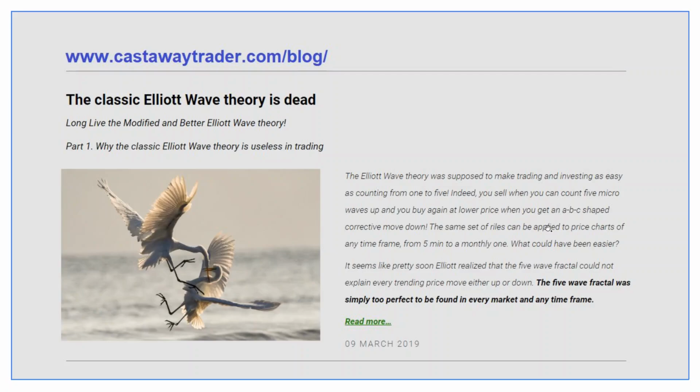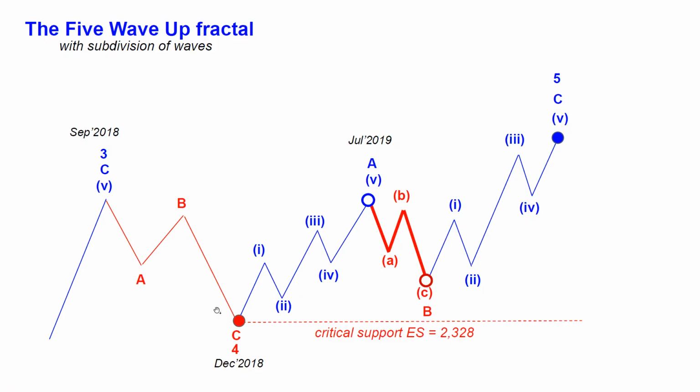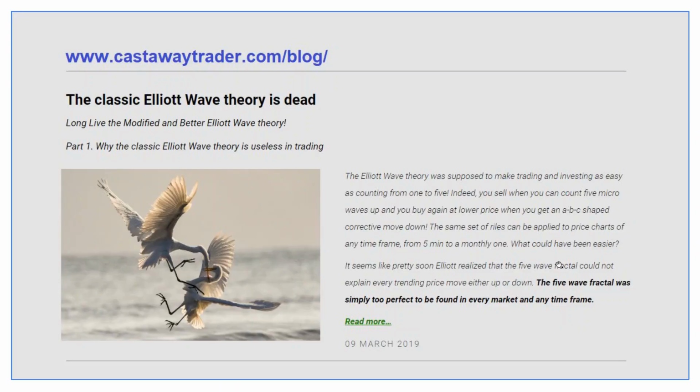And why am I talking about that now? Because the fractal I'm showing you now is a golden pattern which does not exist under the classic Elliott wave theory. And if you click on my website, www.castawaytrader.com blog, you can read 3 articles where I compared the classic Elliott wave theory to that modernized, new, better version of the Elliott wave theory, which is called the harmonic Elliott wave theory.